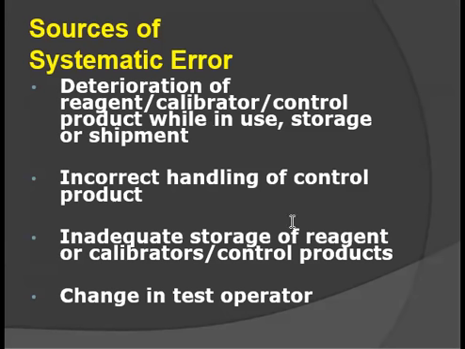Like for example, it should be refrigerated or frozen, but you did not properly refrigerate it. Or supposedly it should be frozen but you refrigerated it. Or you forgot to refrigerate or freeze it again because you were too busy. So, that will be a source of systematic error. And then lastly, of course, change in test operator, especially if the one who will operate the machine is not that skilled or not that knowledgeable on how to do quality control properly. Okay, so that's it. Those are the sources of systematic error.